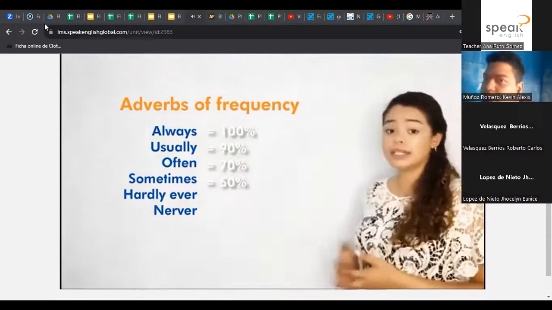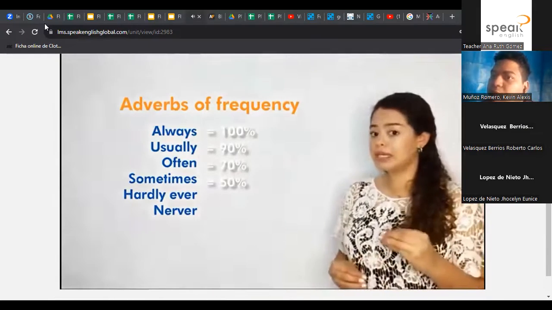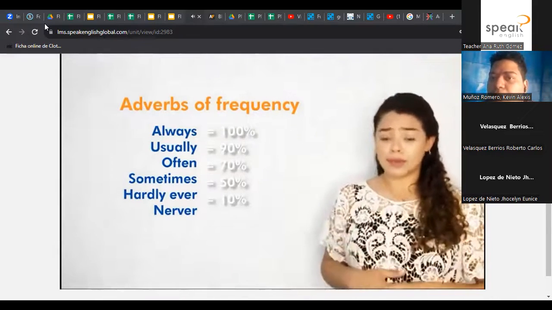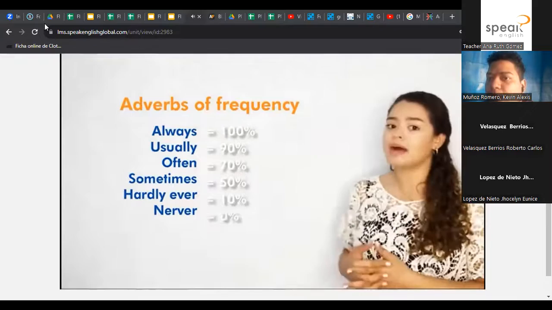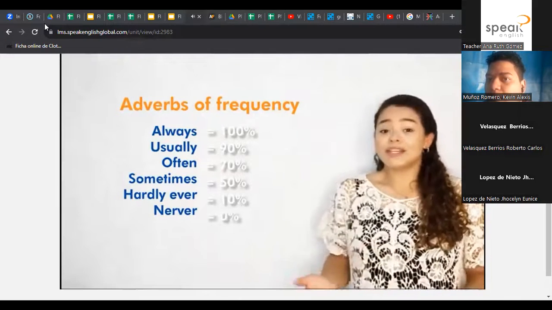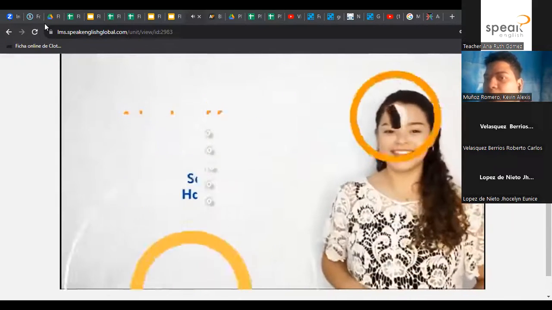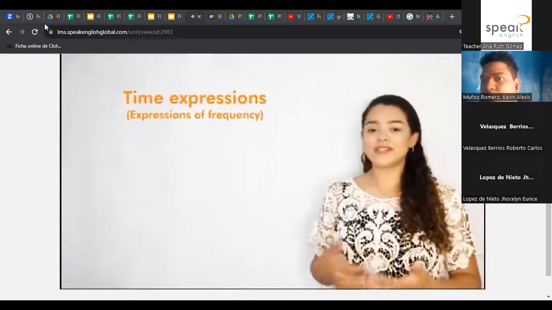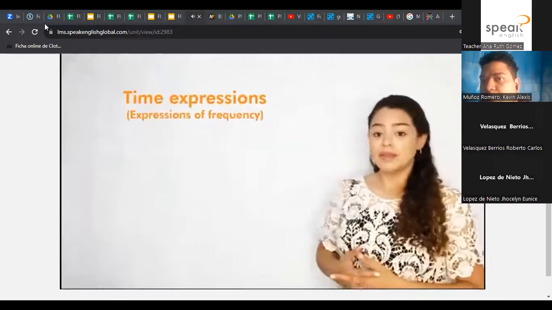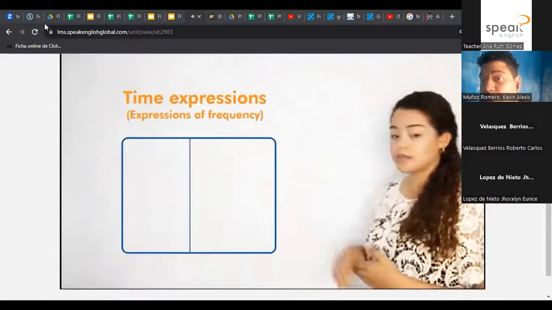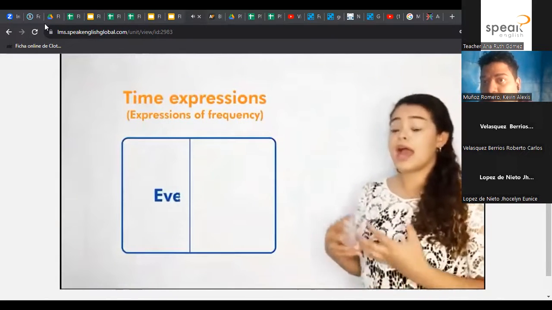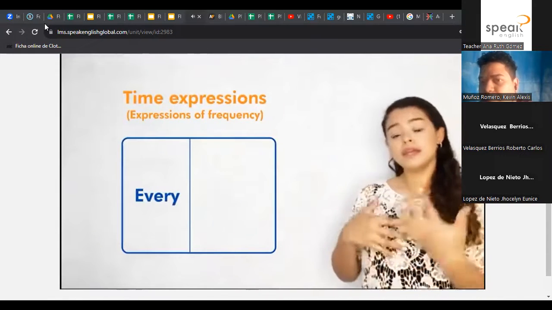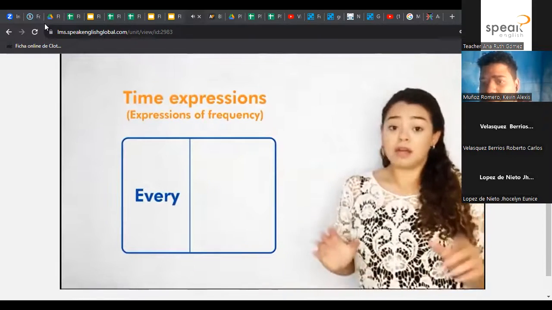We have hardly ever. So this would be like a 10%, all right? It's pretty rare when you do it. And obviously we have never. So it's something that you don't do. Now let's talk about time expressions or expressions of frequency. You are going to see over here a chart. The first one is with every, okay? This is the main word. And then the secondary words are up to you.